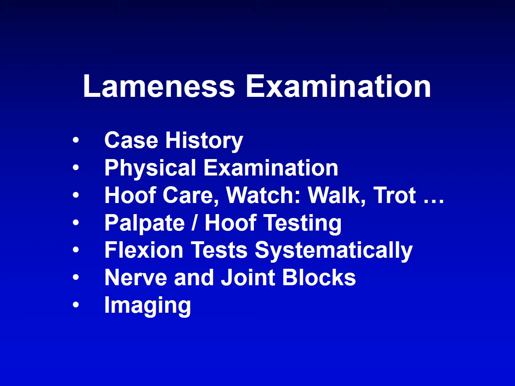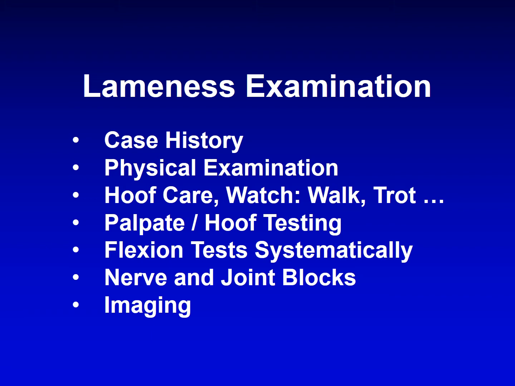So we start with the coffin, pastern and fetlock, and then carpus, and then elbow, and then shoulder. We don't start with the shoulder and leave the digit for the end. And then we do nerve and joint blocks. And then after that, we go with the most expensive method, and that is imaging, basically. So you start with the basics, and then you go all the way to the most sophisticated methods of diagnosis.